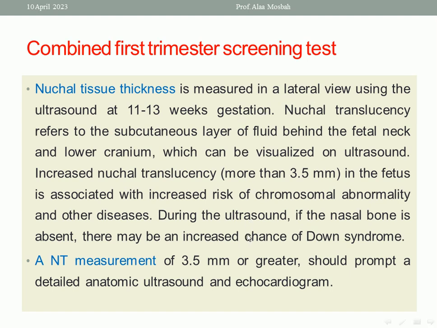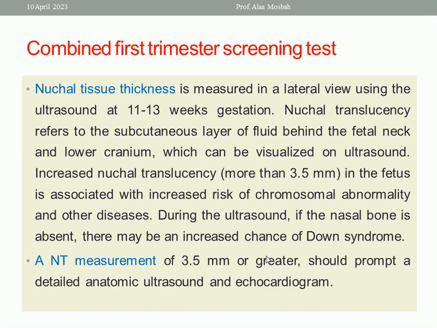Okay? What is the nuchal translucency? Nuchal translucency refers to the subcutaneous layer of fluid behind the fetal neck and the lower cranium. This area can be visualized on ultrasound, and increased nuchal translucency more than 3.5 millimeter in a fetus is associated with increased risk of chromosomal abnormality and other diseases also.